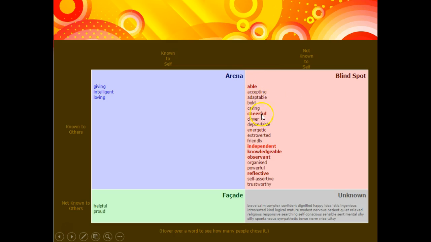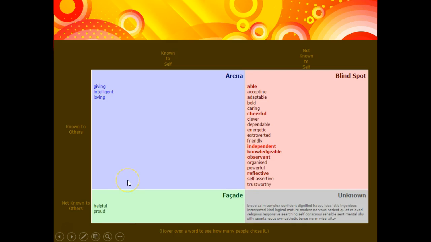The ones that are in light red or darker red mean that more than one person selected that particular adjective for you. So a way to think about it is, it's interesting, so many people saw me in this way, but I didn't see myself in that way. So how do we talk about that and how do we work on that?